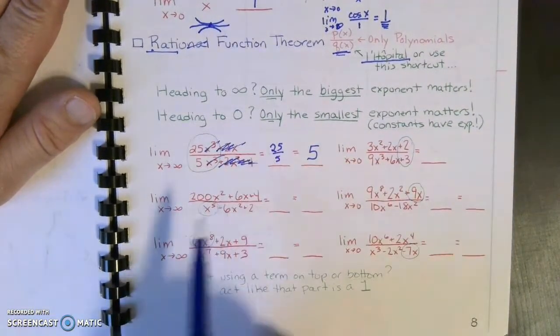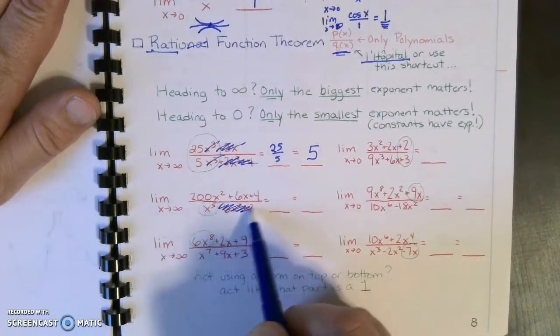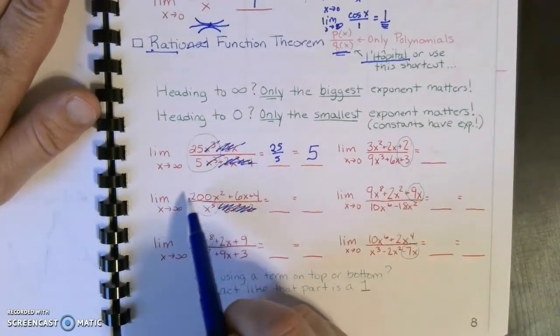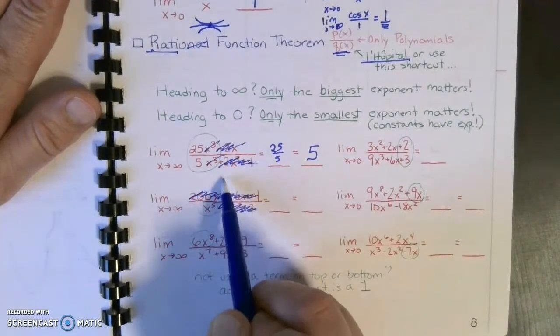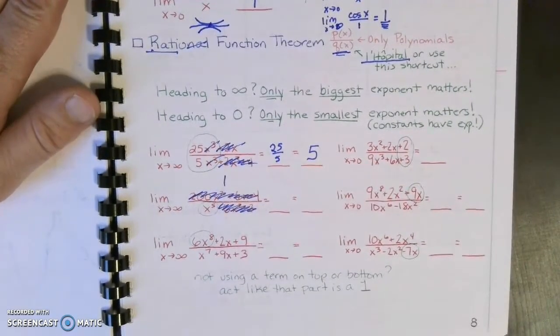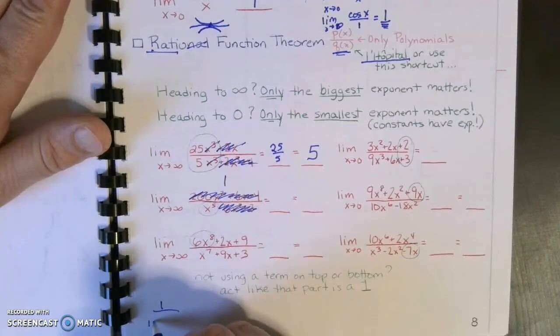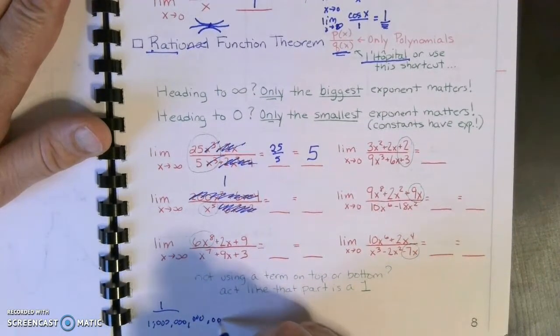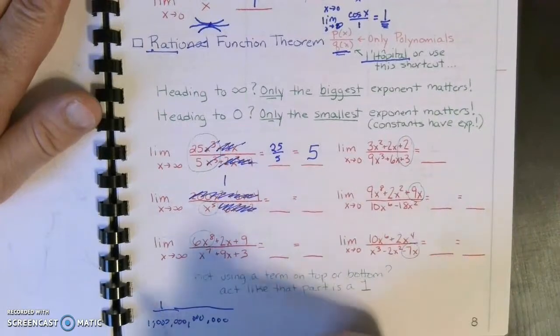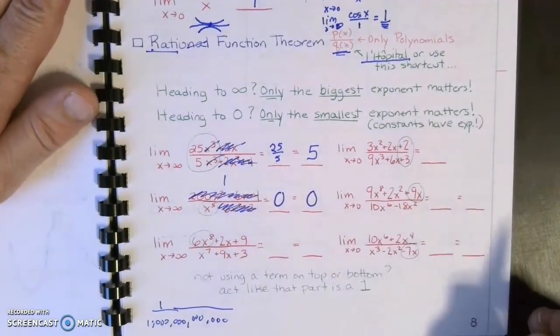The next one, as we head toward infinity, the biggest exponent is x to the 5th. Well, there's none of that on the top, so I'll get rid of everything else on the bottom. And on the top, because there's no 5th there, it's just like having a constant. Then the limit is 1 over infinity, or 1 over some really large number. And 1 over a really large number, like 1 over 1 million, 1 trillion, is close to what number? 1 over that number is close to 0. That's our answer right there.